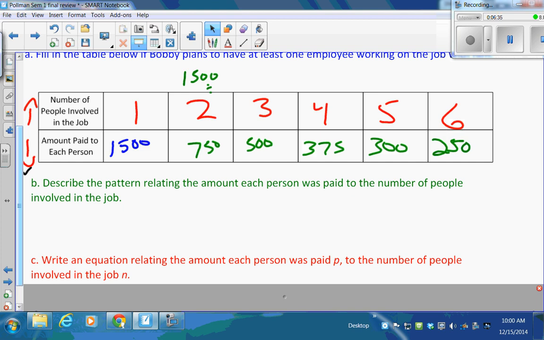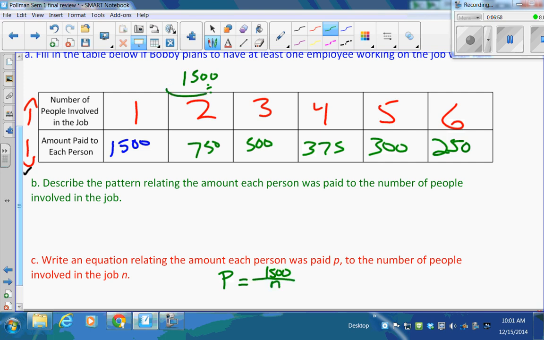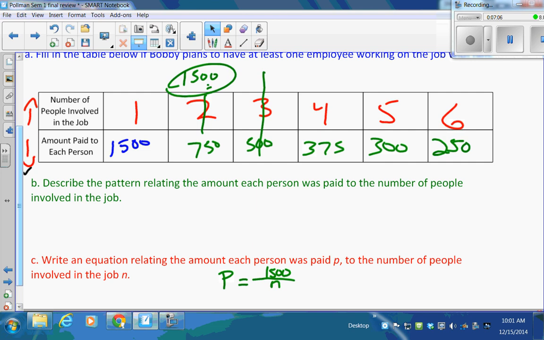Last one, everyone's favorite, is what is the equation? I want you to use P for paid and n for number of people and go. The equation is each person gets paid based on 1,500, that's the total cost, and then divided by n, the number of people. That's all we did. It was 1,500 divided by 2 gave us the answer. 1,500 divided by 3 gave us the answer. So that's all you do for the equation.